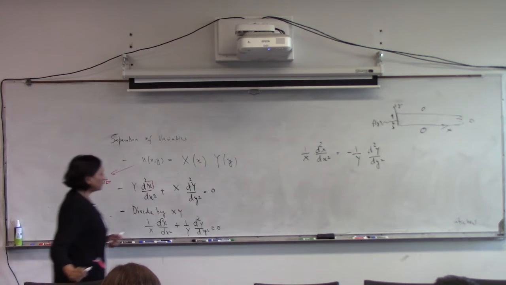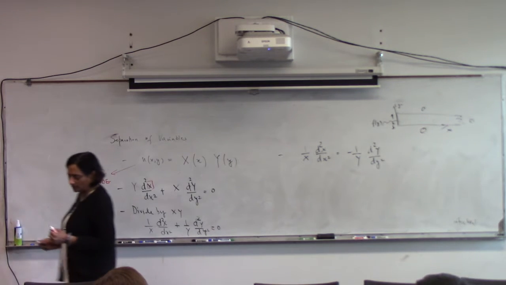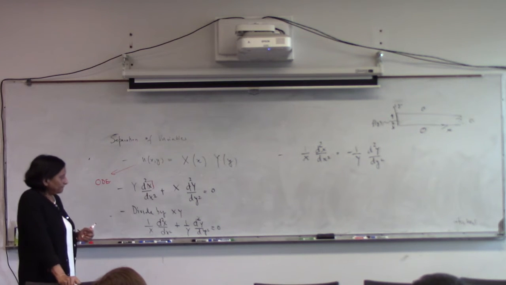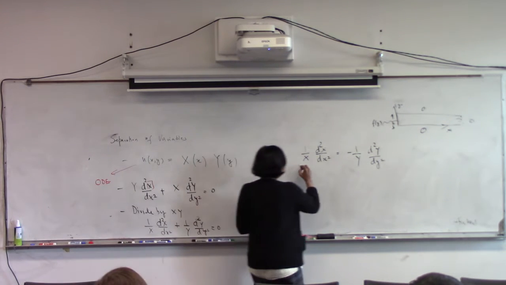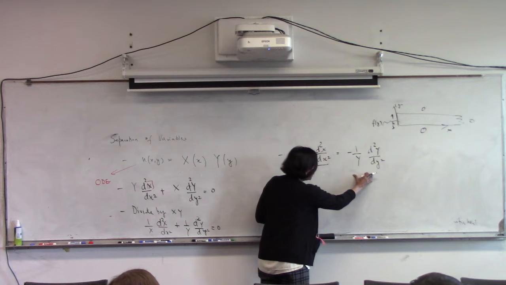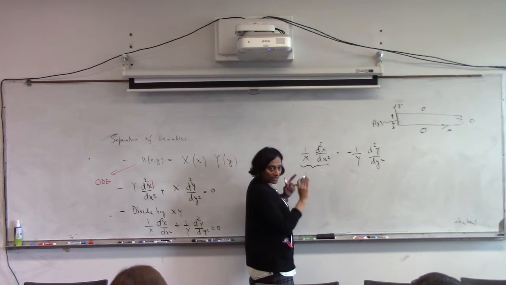Write that. And what do we say next? What's the next step we normally do? In other words, it's a constant. Why? Because this is a function of x only, and this is a function of y only. That's not possible. You cannot equate them unless each one is a constant.